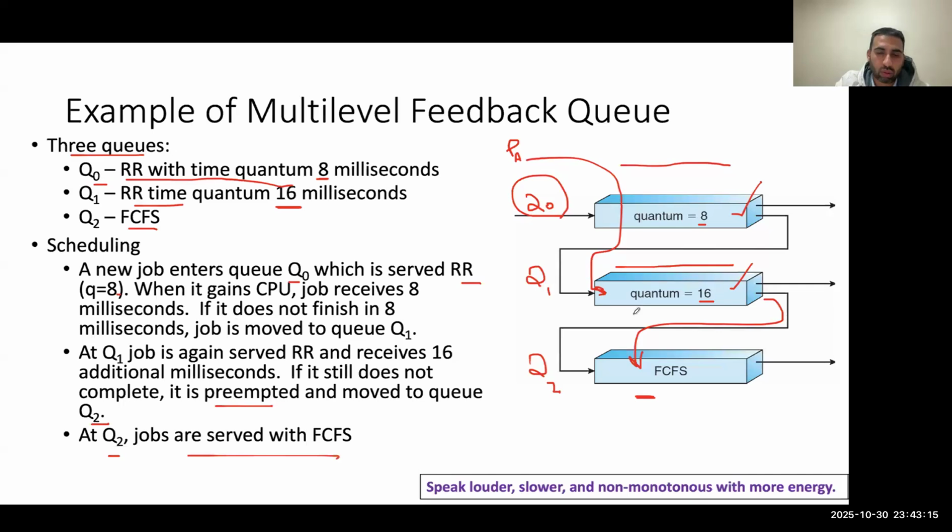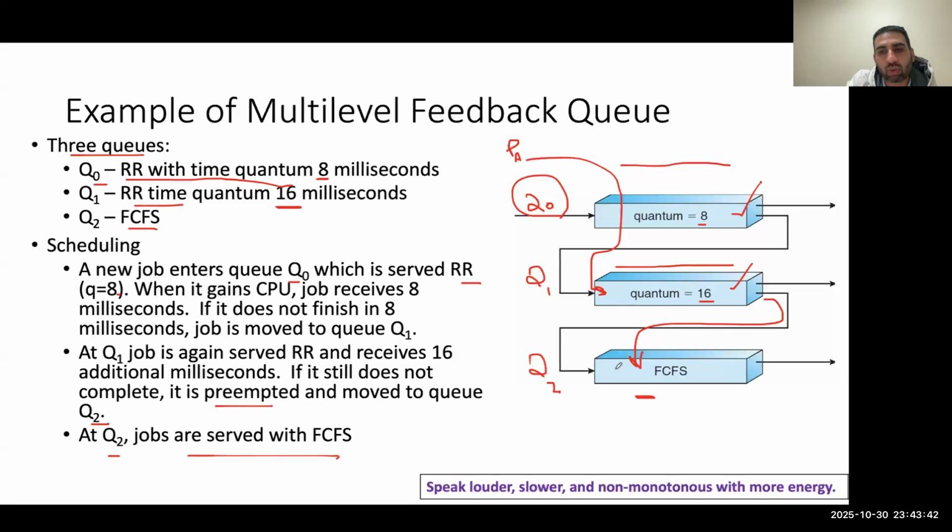Okay, so this is a very flexible scheduling algorithm where, depending upon the characteristics or features of a process, for example the CPU burst time, you can basically move a process around from one queue to another queue. But again, here we are only moving from a higher priority queue to a lower priority queue.